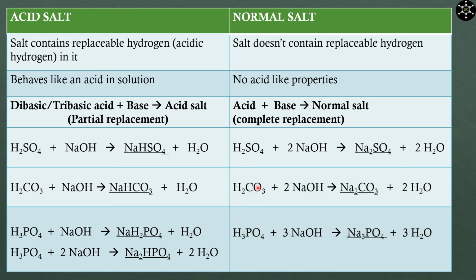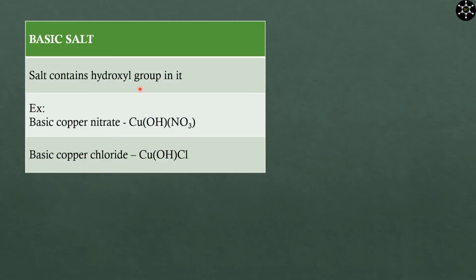Other examples, when carbonic acid is treated with sodium hydroxide in 1:2 ratio, we get a normal salt, sodium carbonate. When phosphoric acid is treated with sodium hydroxide in 1:3 ratio, we get sodium phosphate normal salt. Basic salt contains hydroxyl group in it. Few examples. Basic copper nitrate having one hydroxyl group here. Basic copper chloride, hydroxyl group over here. In comparison to acid salt, basic salts are less discussed.